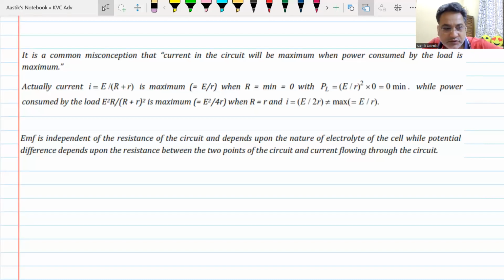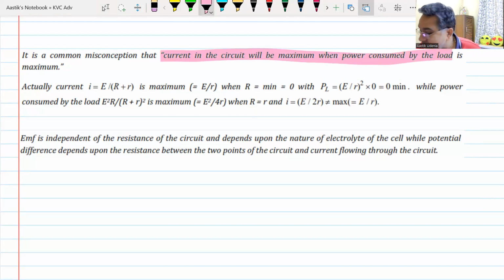Then you can note down these 2 points. Power maximum does not mean that the current in the circuit is maximum. Do we understand this? Current will be maximum when the external load is 0, but power is not maximum when the external load is 0. We understand this?